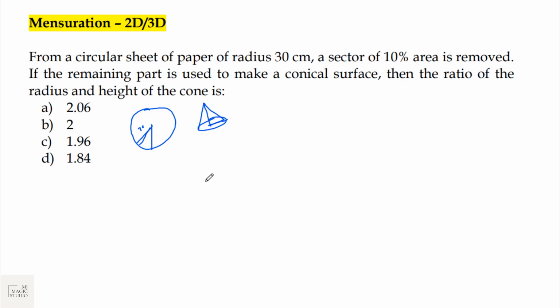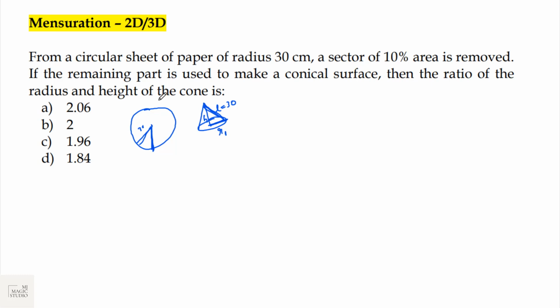okay, in this case let the radius of this conical surface be R1, and then this conical surface's slant height will be the radius.